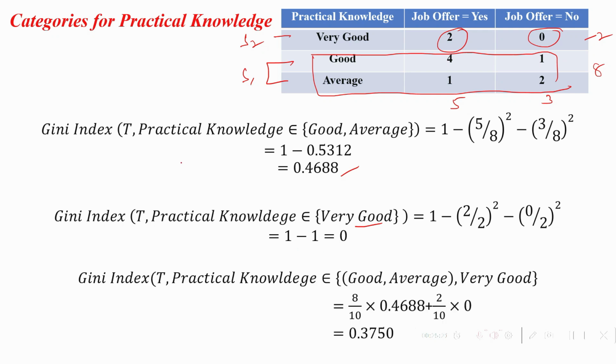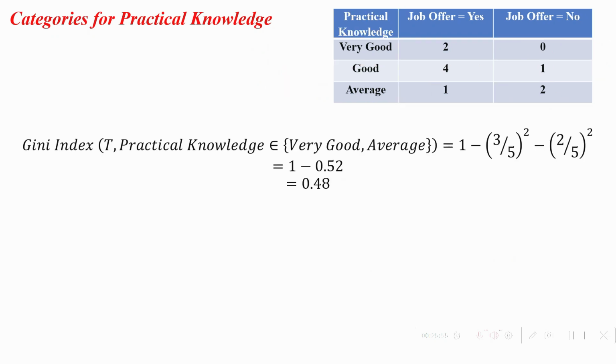Now we are going to find out the Gini index of the target variable with respect to subset 1 and subset 2. Subset 1 is nothing but good and average, and subset 2 is very good. So mod of S1 by mod of T into Gini index of S1 plus mod of S2 by mod of T into Gini index of S2. That is equal to 8 by 10 into 0.4688 plus 2 by 10 into 0, which is equal to 0.3750.